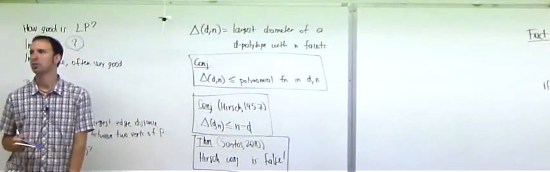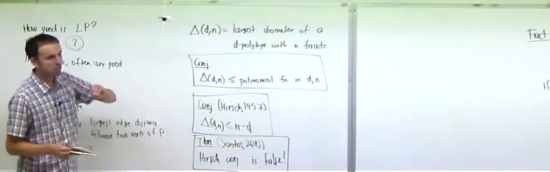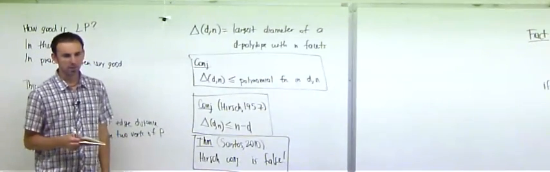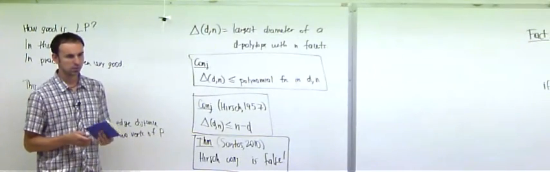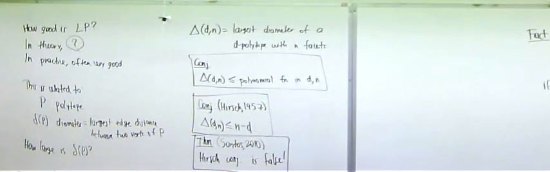Let's talk about something. Imagine that you wanted to disprove this conjecture. So you wanted to find a polytope with a very large diameter. So where might you look for a polytope with large diameter? What's a very extreme polytope?